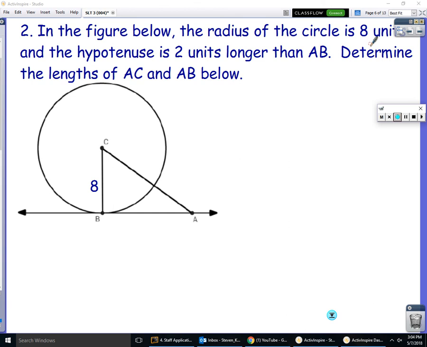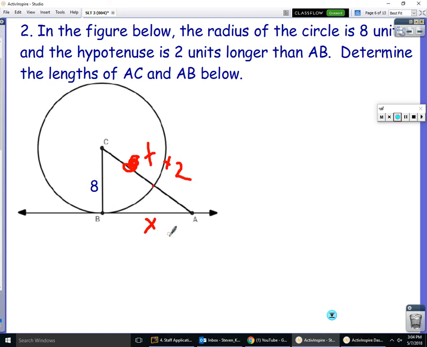So it says the radius of the circle is 8 units. Well, that's this. We can also say from C to this line is also 8. Now, what we don't know is the hypotenuse. The hypotenuse is 2 units longer than AB. So this is AB, and we don't know anything about AB, so we'll call that x. Well, this whole hypotenuse is 2 units longer, so instead of caring that this is 8, we're going to say that this whole line is x plus 2.